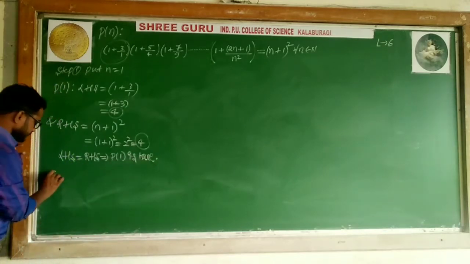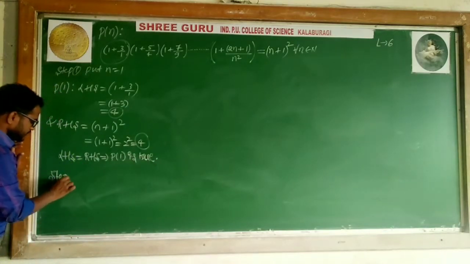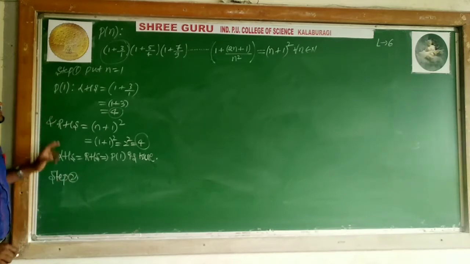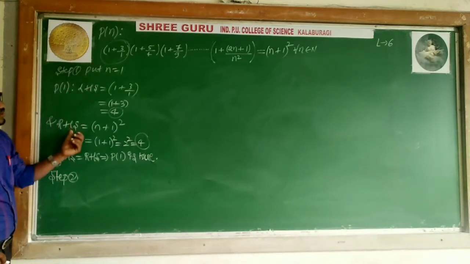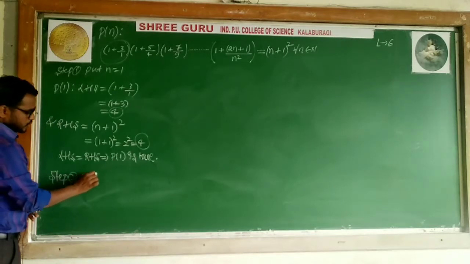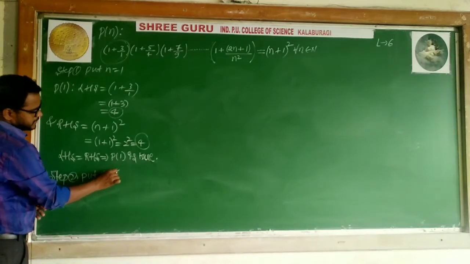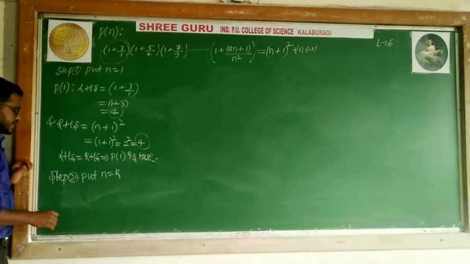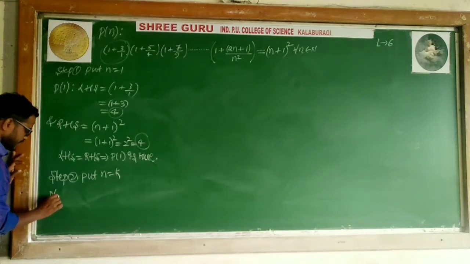Step 2. Nothing. It is as usual the same, only the thing is first bracket I took. First bracket we proved. And step 2, put n is equal to k. Wherever n is there, you replace k. Now step 2 is what? P of k. Yes. This one.